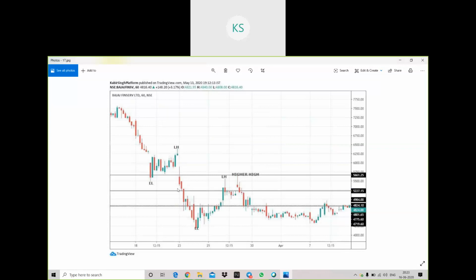If you see, the stock was in a downtrend, here was a lower low. This meeting will end in 5 minutes. I'll just complete this example, then we'll again meet to discuss the same examples on other charts. I'll complete this fast.